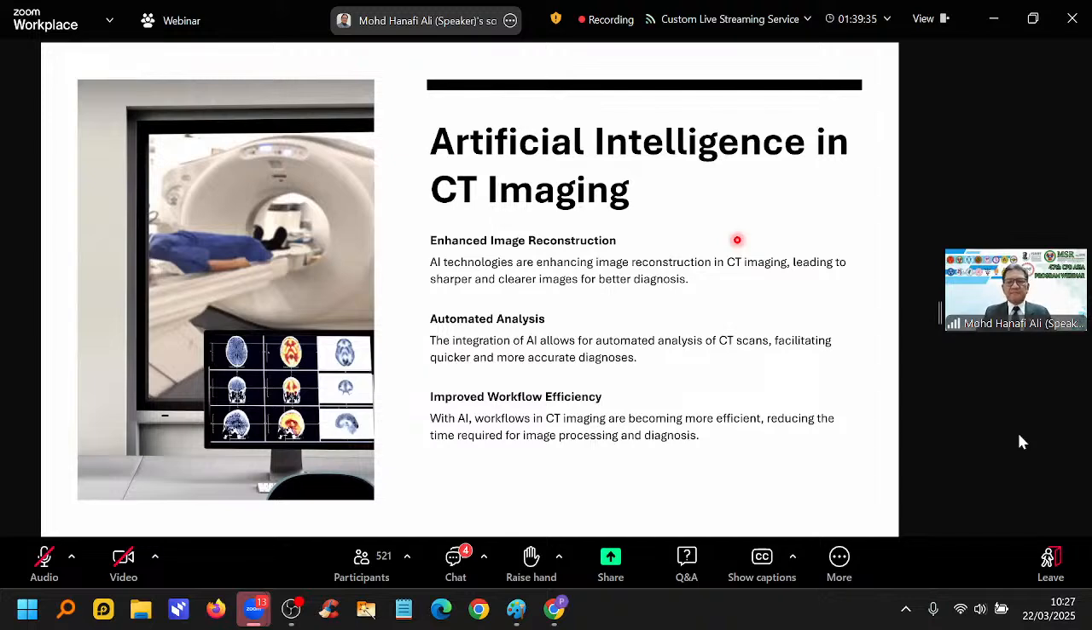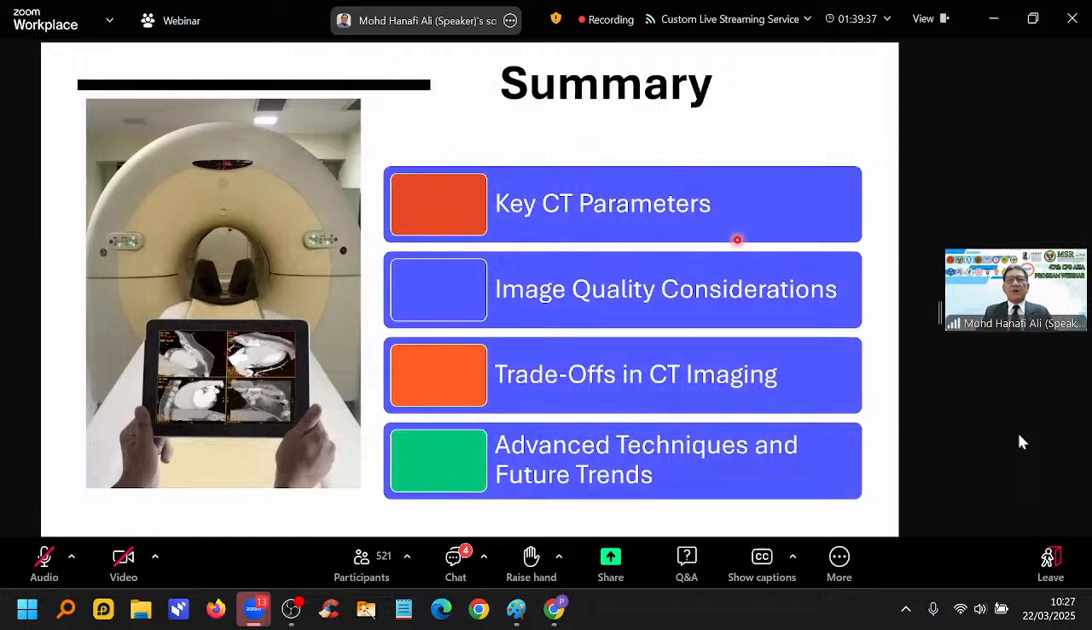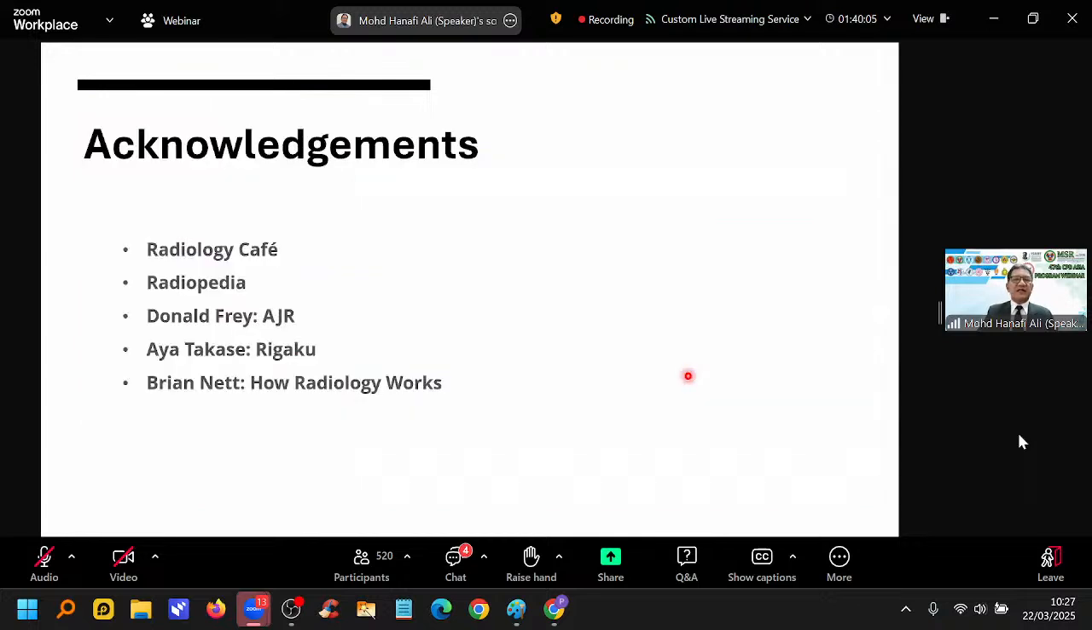new terminology. With that, I think I have already discussed key CT parameters, image quality considerations, trade-offs in CT imaging, advanced techniques, and future trends that will be discussed by the third speaker, Mr. Isnu. I think I have already covered this, and if you have any questions, please send them to the Secretariat, and I will try to answer.